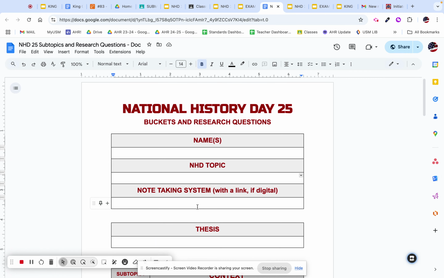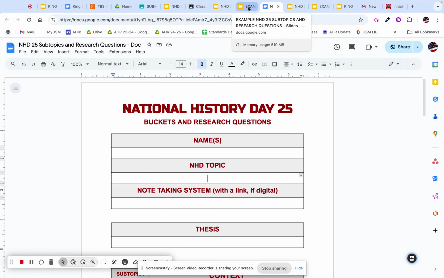Are you going to take them on paper, on index cards, on Google Slides, on Google Docs, or on NoodleTools? All those are open. You can do it in a spiral, on a legal page, you name it, pieces of paper, whatever. But you want to be consistent and you want to be organized, and that's what these buckets and research questions are going to do for you.